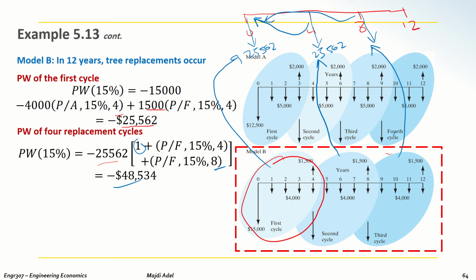Now since this is an investment project, not revenue, I will choose the project that gives me the lowest cost. And the lowest cost is of course project B, or model B, which is the more preferable choice. Okay? And by this we come to the end of this chapter.